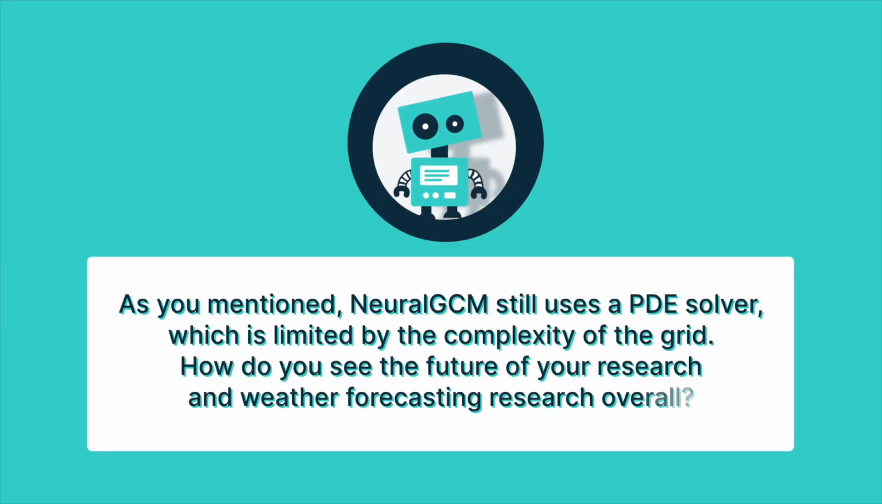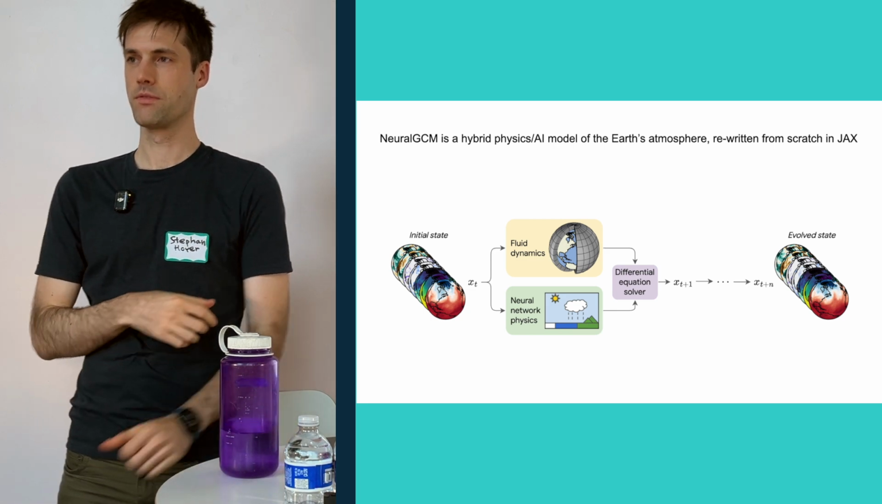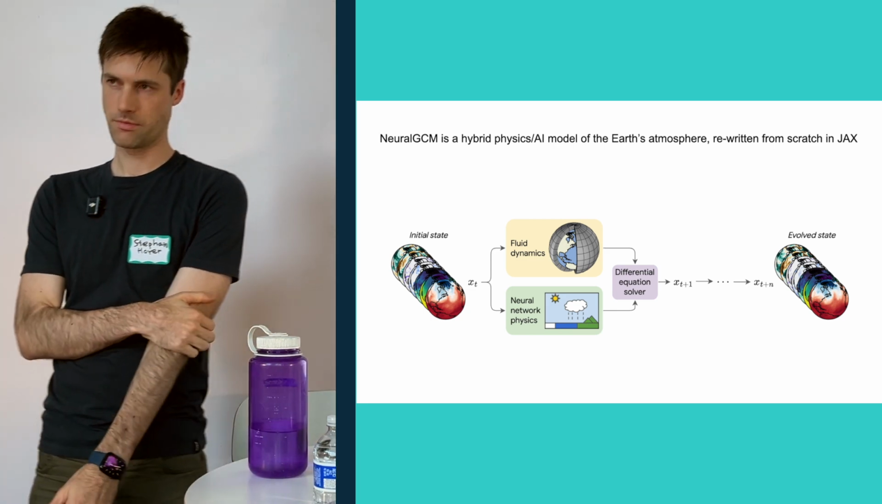As you mentioned, at the end of the day NeuralGCM still has a PDE solver, so it is limited by the runtime complexity and space-time complexity of the grid. So how do you see the future of your research, and the research overall, in weather forecasting?